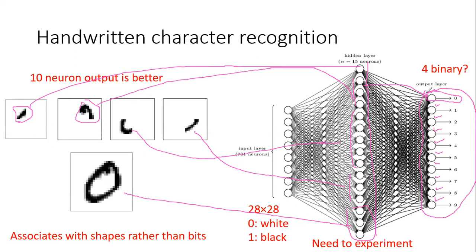Output neurons here, because in that case the shape patterns which are learned in the hidden layer, they are getting mapped to some bitwise number like 0000, 0001, and not to the value 0, which is what I want exactly.